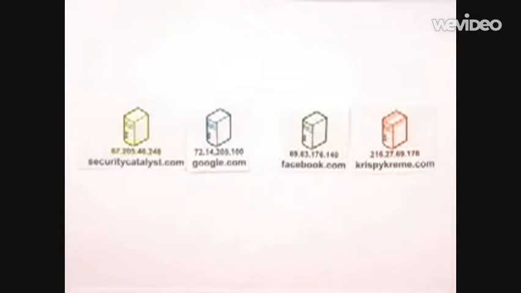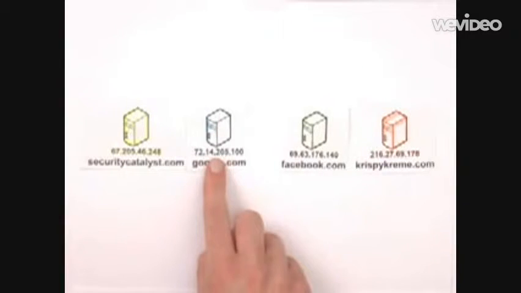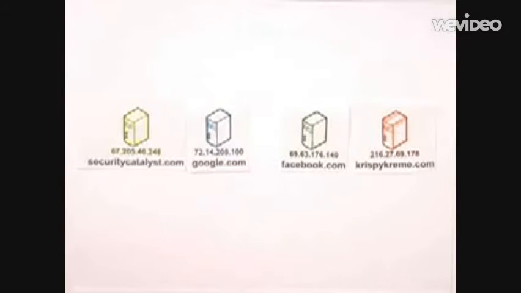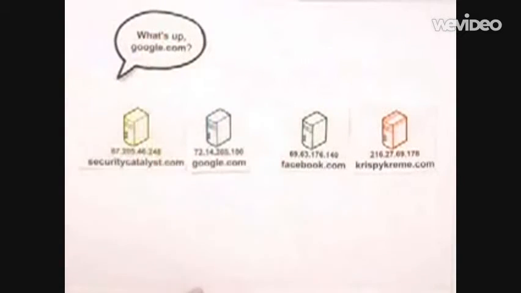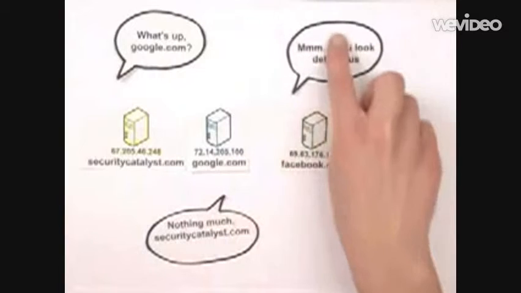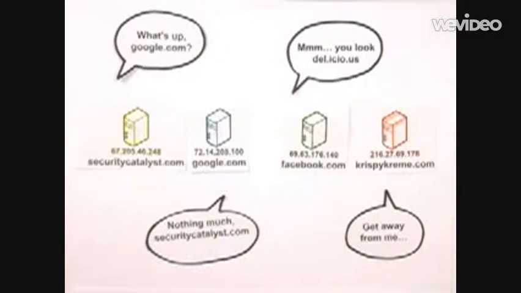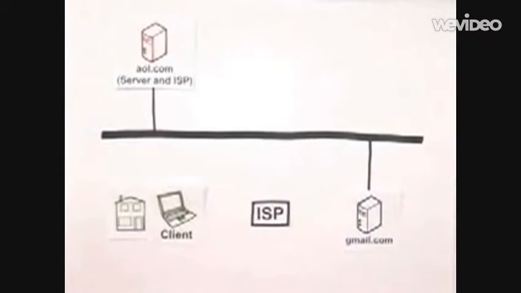Just like a postal address, IP addresses help computers find each other. But since 72.14.205.100 doesn't exactly roll off the tongue, we also give them names like Google.com, Facebook.com, or SecurityCatalyst.com. So this is how it works.